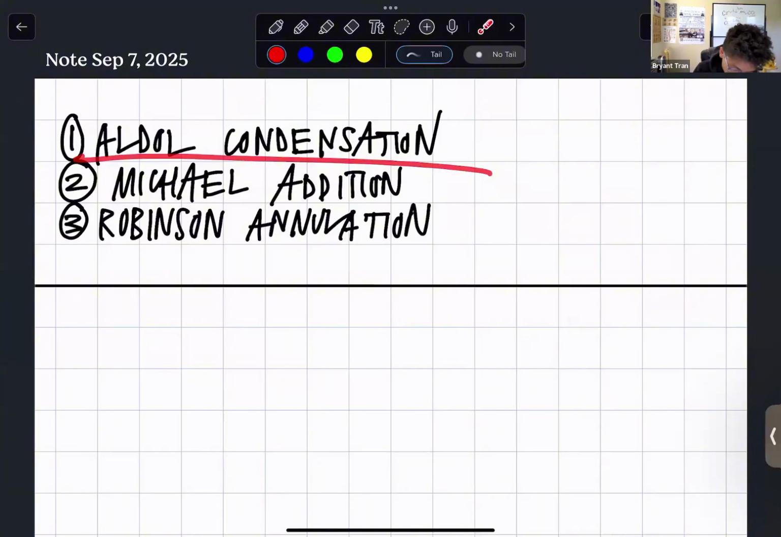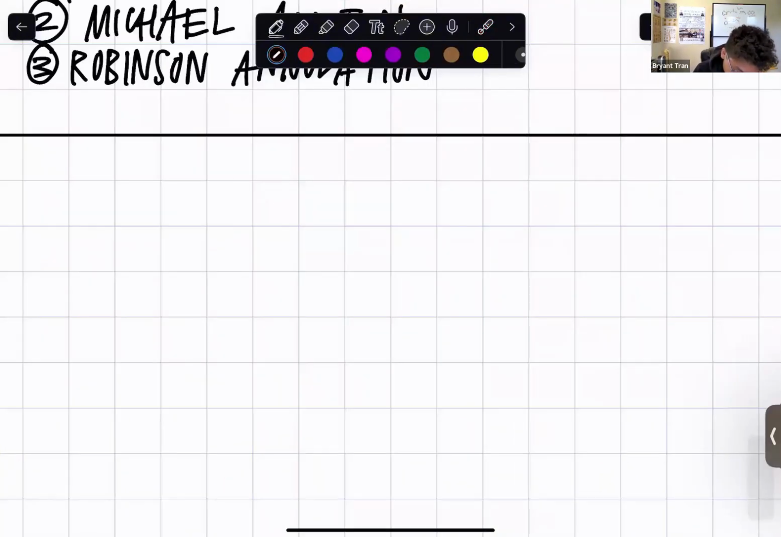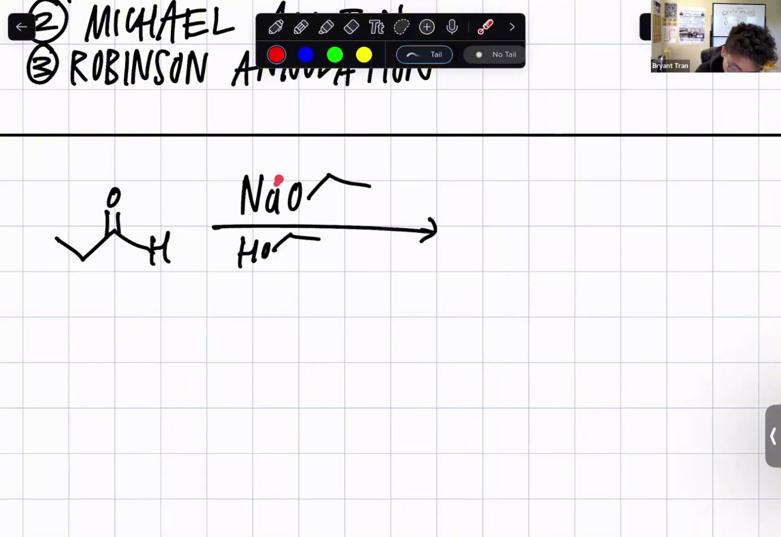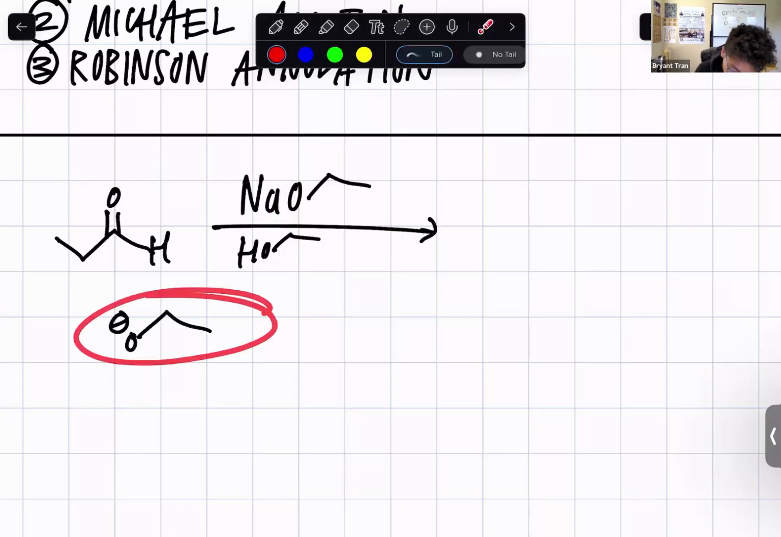So let's say we have this aldehyde right here, and we react it with a strong base like NaOEt, or ethoxide ion, and the solvent is going to be ethanol, right? So whenever you see Na, that's associated with a positive charge, meaning that whatever is attached to it is going to be negatively charged. So our base here is going to be this ethoxide ion here.